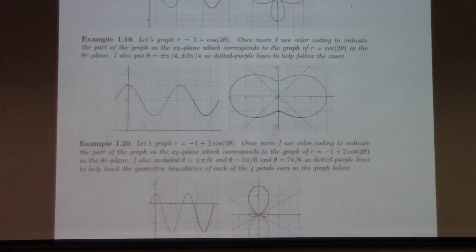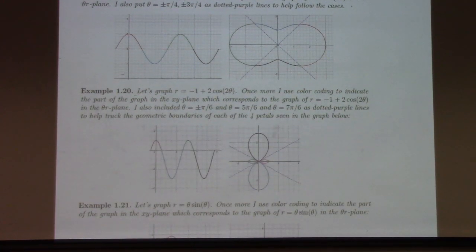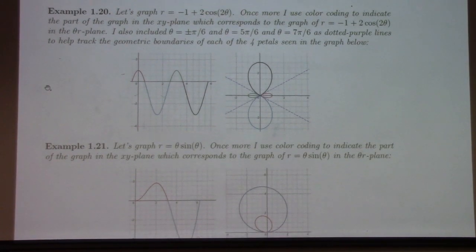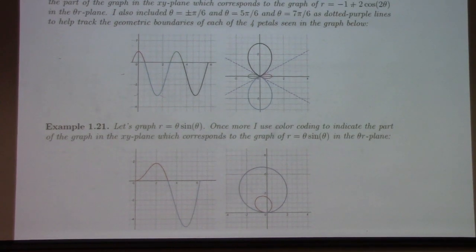Let's see if I got any more for us. Oh, look at this one. This one's interesting. Again, these are all in the posted notes. I just wanted to talk through them with you. Here, I've got r equals minus 1 plus 2 cosine 2 theta. The graph in the r theta plane looks like this.